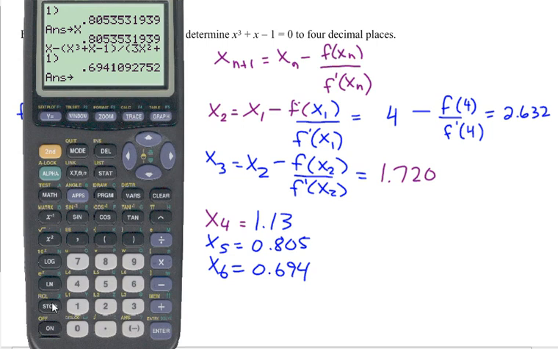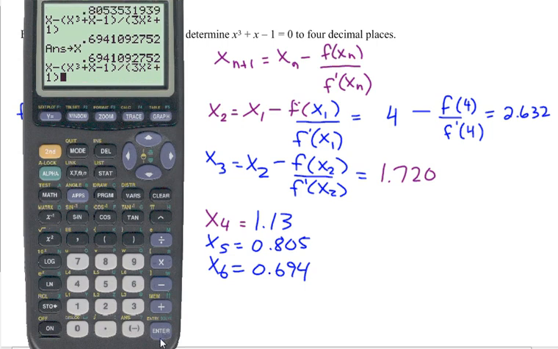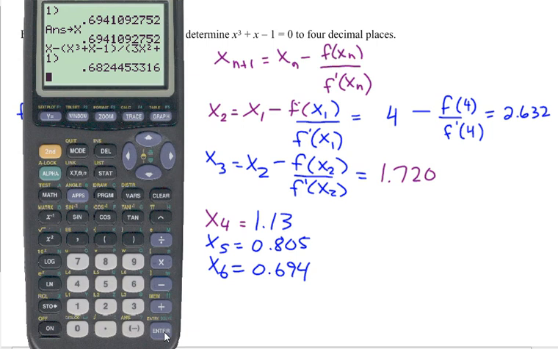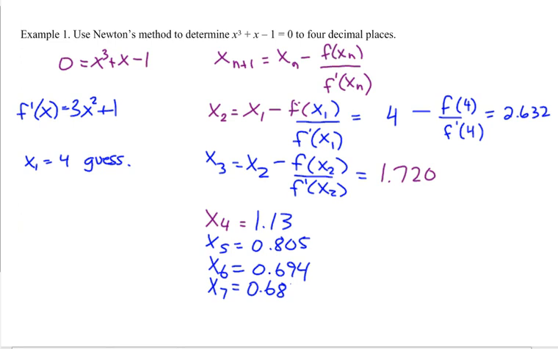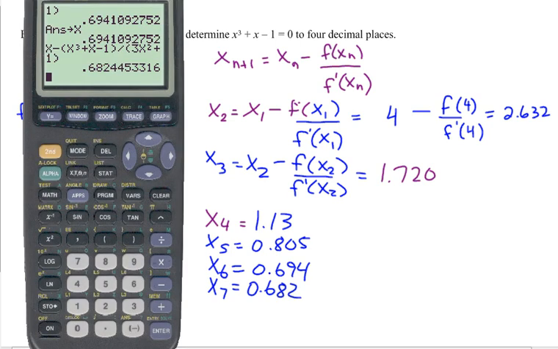Okay, store x. Ooh, getting a smaller difference. 0.682. Are we getting there? Yeah, so see where we're getting there? That's it. You just keep going until it's the same thing every time. So we can keep going if we want. Yeah, the number's not really changing.